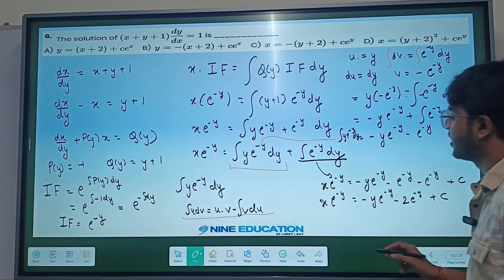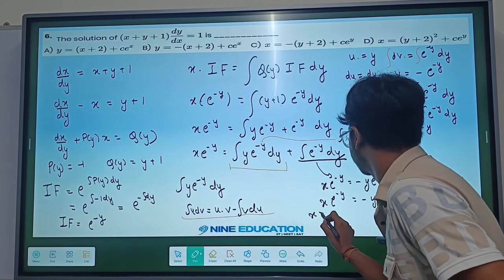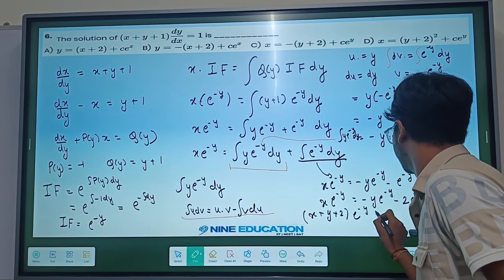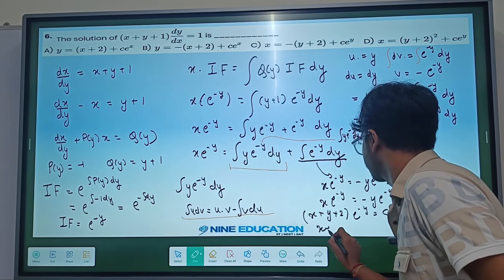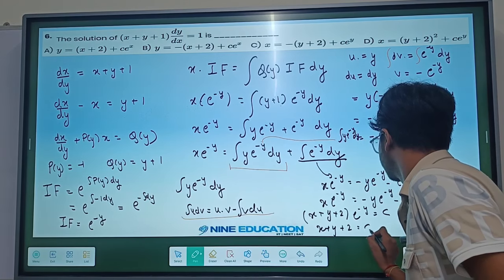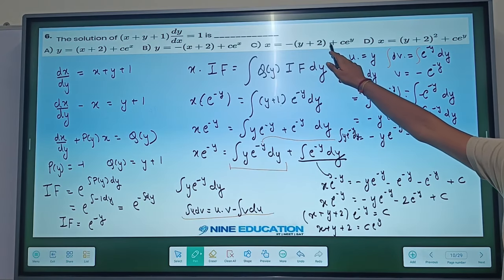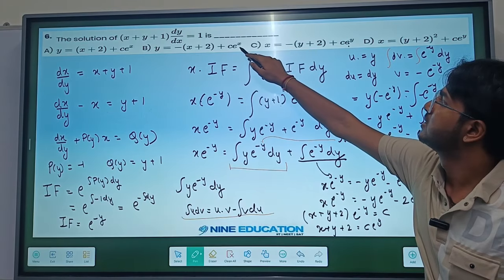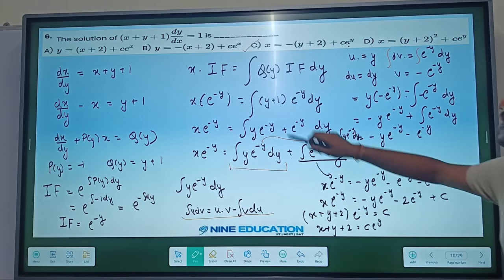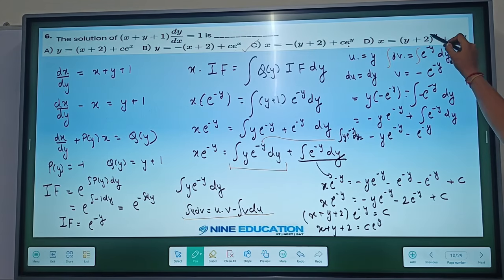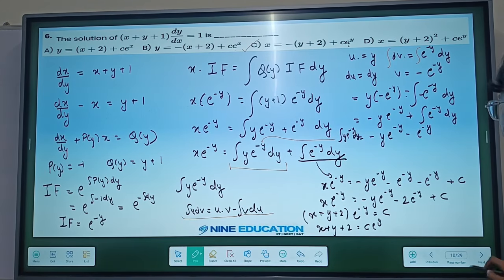Take all these e power minus y terms over here. What will I get? x plus y plus 2 into e power minus y equal to c. So x plus y plus 2 equal to c e power y. This e power minus y goes this side, it becomes c e power y. So x equal to minus of y plus 2 plus c e power y, that is option C. Here we have e power x, here we have e power y, but it is with a whole square. So option C is the correct answer.